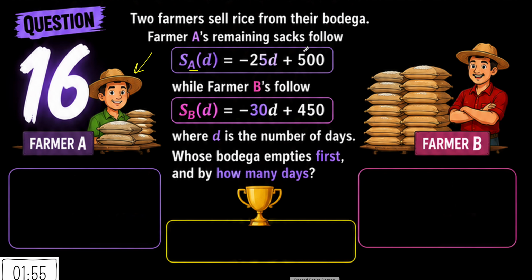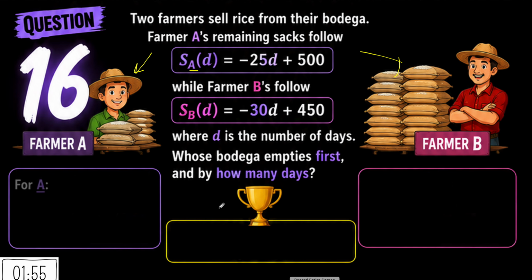While Farmer B, ito si Mang Pedro, ang kanyang function, yung sako ni Mang Pedro, is equal to negative 30D plus 450. Okay, D is number of days whose bodega empties first and how many days. So itong challenge na to ay very, very challenging nga. No? So ang gagawin natin dito, madali lang naman. Since ang hinahanap natin dito, sino kaya sa kanilang dalawa yung mauubos agad yung bodega?